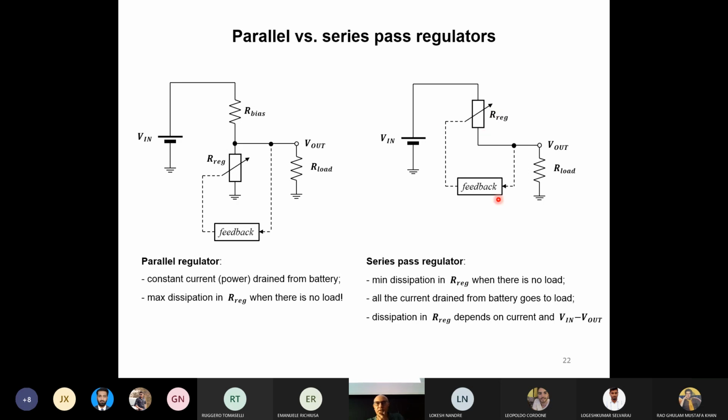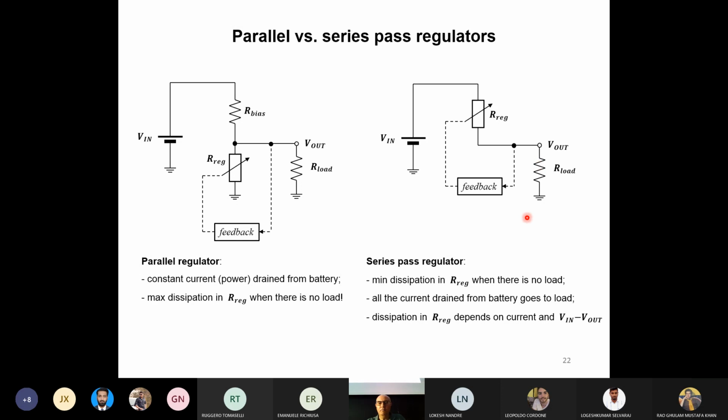Okay. Let's see what I wrote here. So minimum dissipation when there is no load. Oh, that's good. All the current drained from the battery goes to the load, so we don't waste current. We waste power. We don't waste current. We waste power because not all the power from the battery goes to the load because you need this regulation element. And so again, the power dissipated in regulation depends on the current and also on the difference between the voltages.